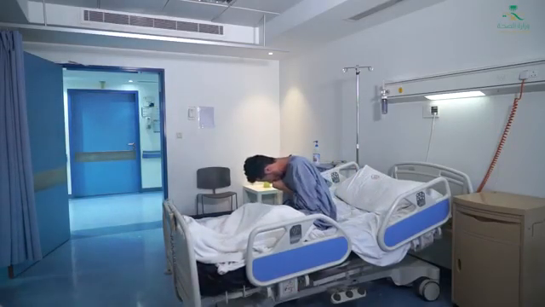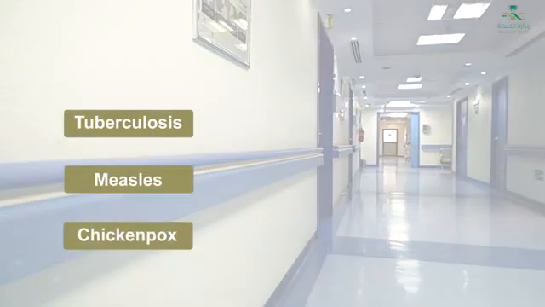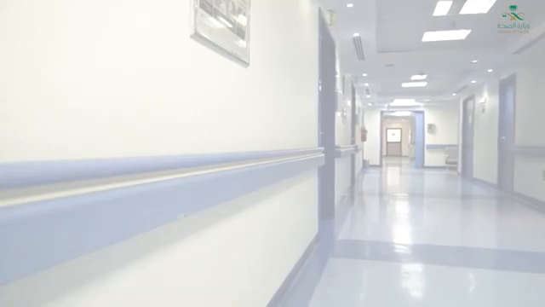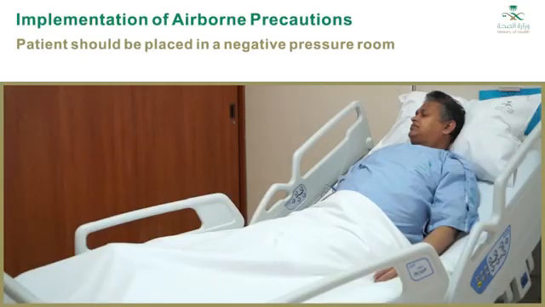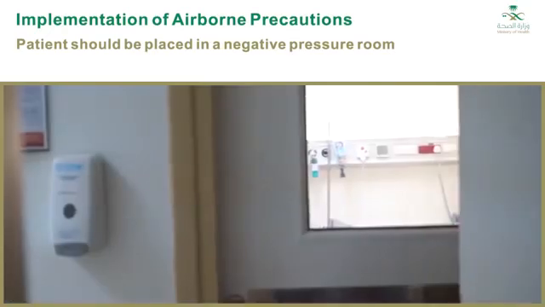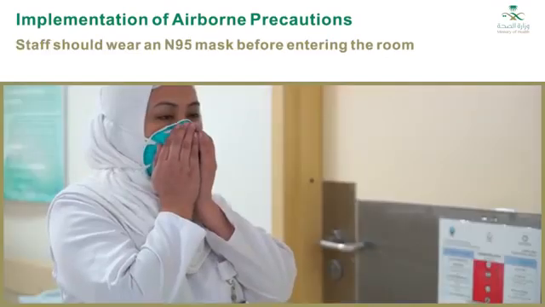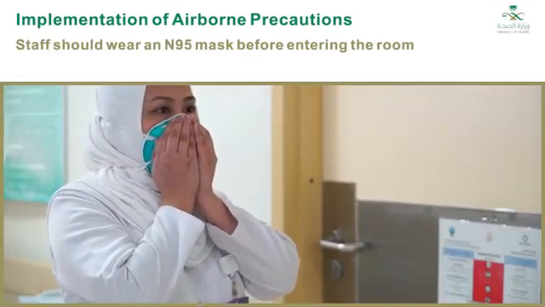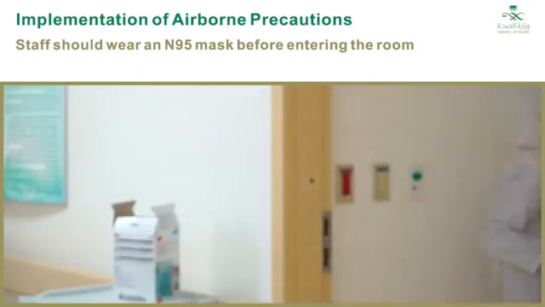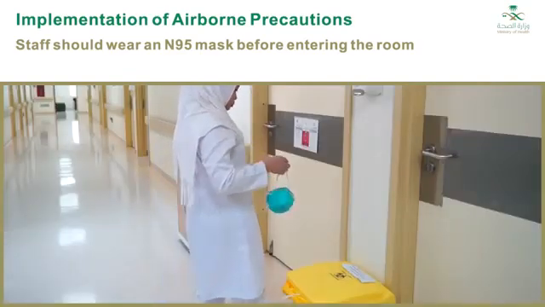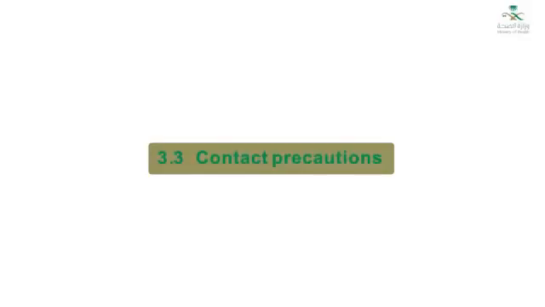Examples of diseases transmitted by airborne routes include tuberculosis, measles, and chickenpox. Precautions must be implemented to prevent airborne transmission. Implementation of airborne precautions. Patients with a suspected or confirmed airborne infectious disease should be isolated in a negative pressure room. Pressure differentials should be monitored daily when the room is in use. Healthcare workers should wear an appropriately fit-tested N95 respirator upon entering the room. The respirator should be removed outside the patient room after use, followed by hand hygiene.